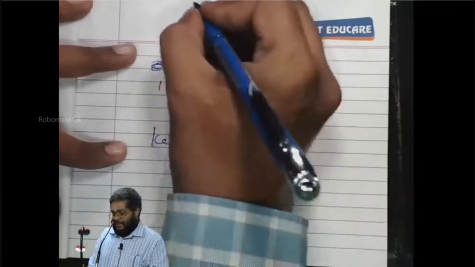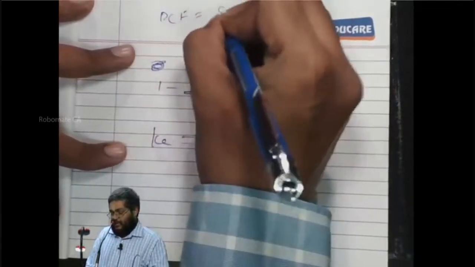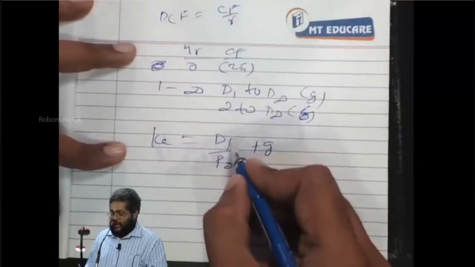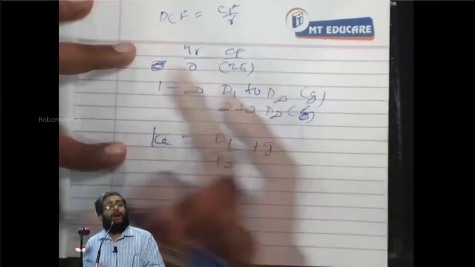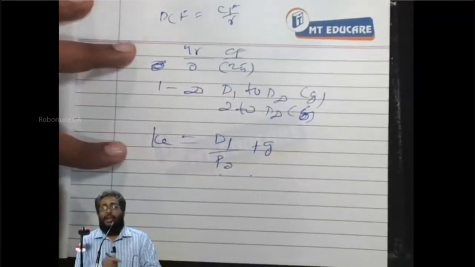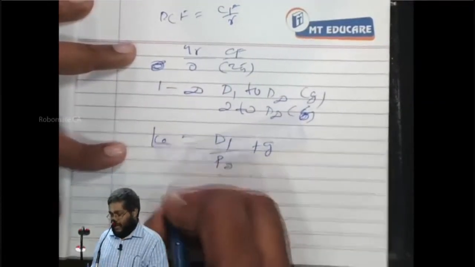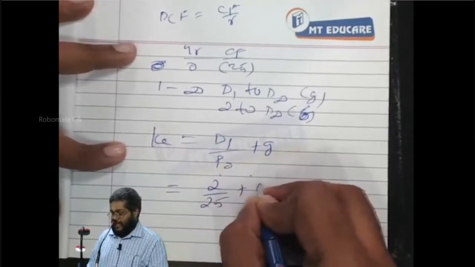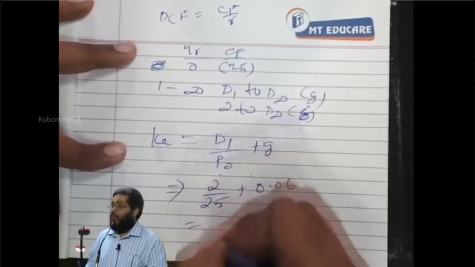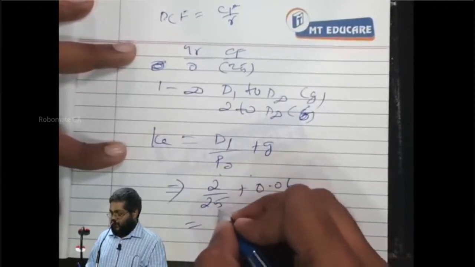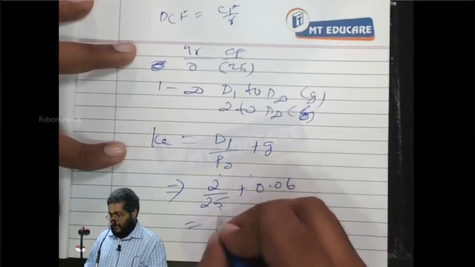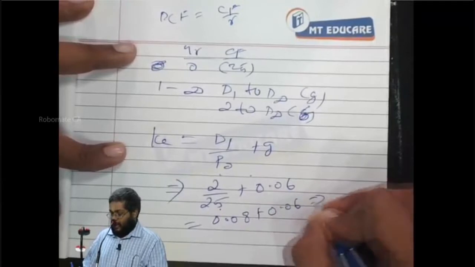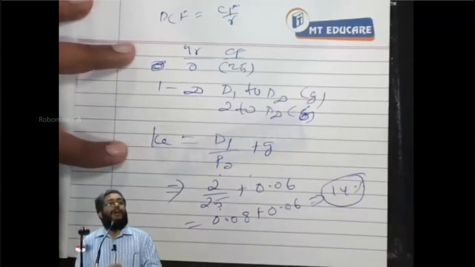For a level perpetuity, very simply, I have discounted cash flow equal to cash flow by R. R is equal to what? Cash flow by discounted cash flow. Here it is not just that, because growth is also there, since this is the IRR for a growing perpetuity. If I calculate IRR, what is D1? 2. What is P0? 25. Plus G is what? 0.06. What is 2 by 25? 0.08 plus 0.06. How much percentage? 14%. Are you following or not?